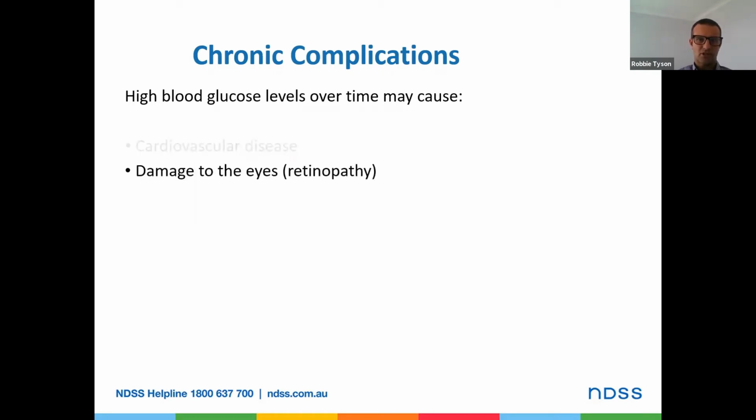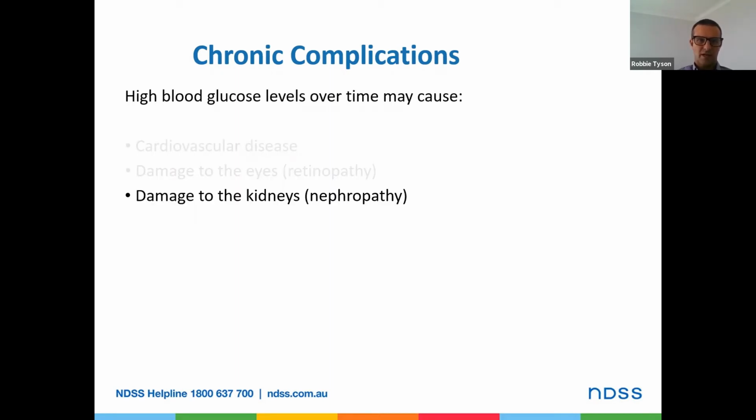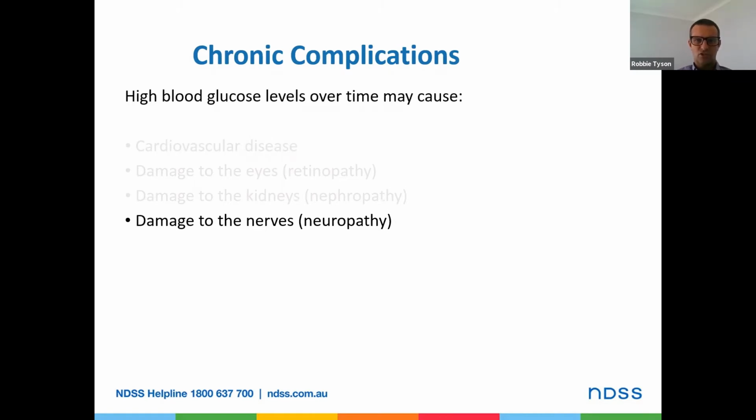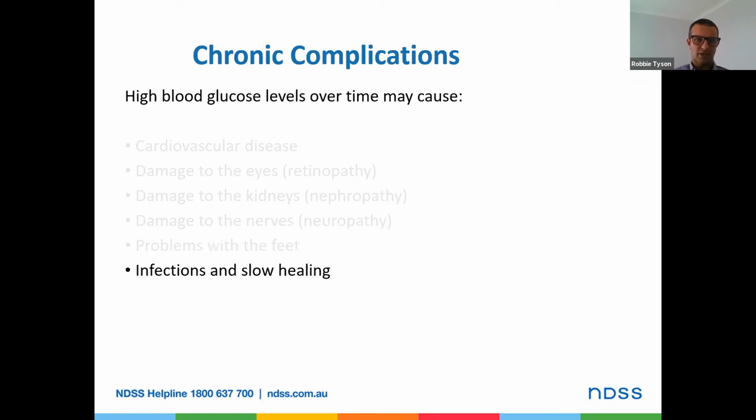We talked about damage to the eyes. This can lead to a longer-term complication called retinopathy. Small blood vessels in the kidneys can also be damaged, and this is called nephropathy. Damage to the nerves, usually in the feet, is called neuropathy. Problems with the feet, as we've encountered already: if there's a cut and it's not noticed, potentially because nerve damage has reduced sensation, the cut may not heal very well because the excess glucose in the blood feeds the bacteria and leads to slow wound healing.